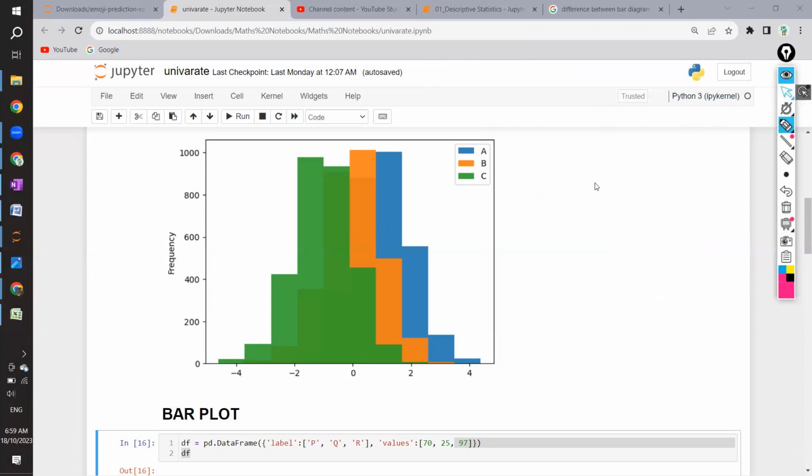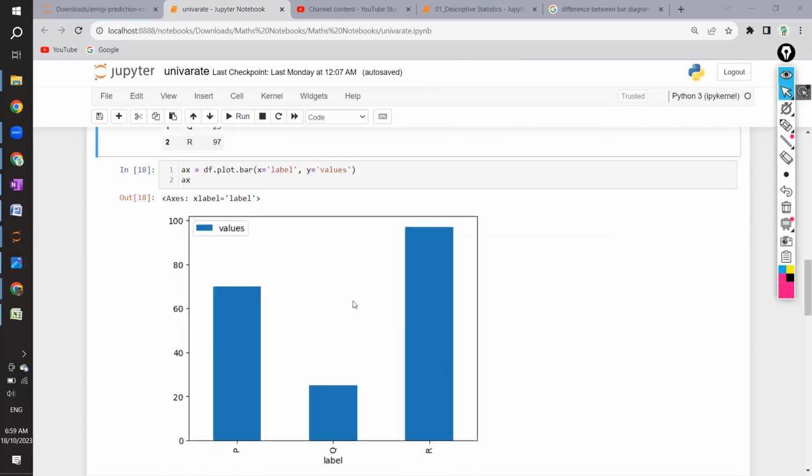Always remember that. But coming to the bar plot, what are these? These are just discrete values. There is no relation between P or Q or R. These are all different values. For P there is some separate frequency, for Q there is a separate frequency, for R there is some separate frequency. So there could be gaps between these.